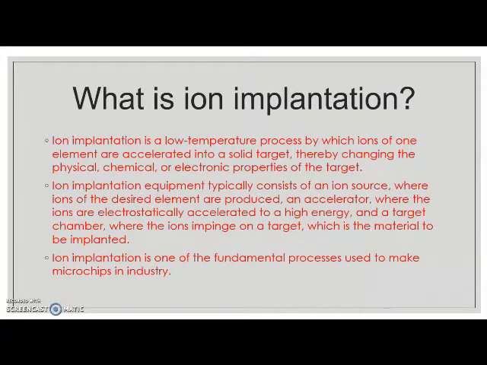What is ion implantation? Ion implantation is a low temperature process by which ions of one element are accelerated into a solid target to change its physical, chemical or electronic properties. It consists of an ion source where ions of the desired element are produced, an accelerator where the ions are electrostatically accelerated to a high energy, and a target chamber where the ions impinge on a target, which is the material to be implanted. Ion implantation is one of the fundamental processes used to make microchips in industry.